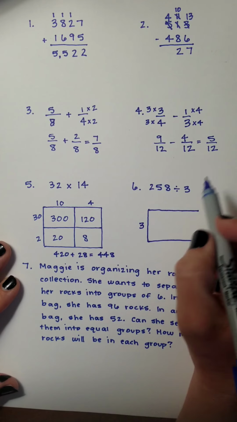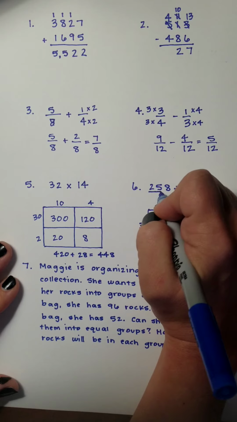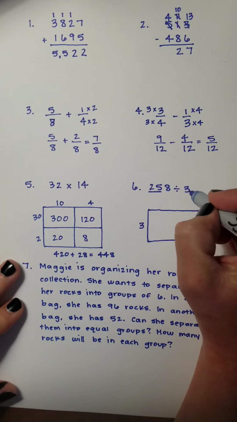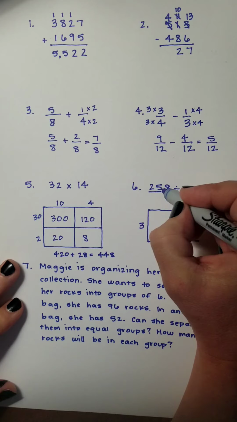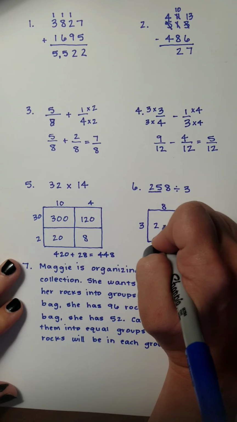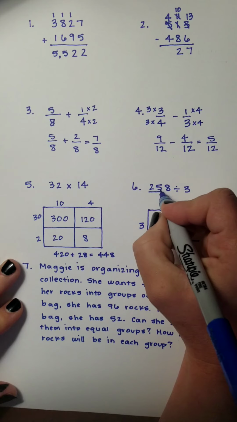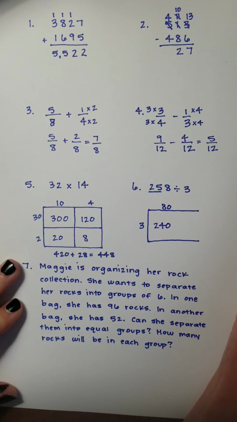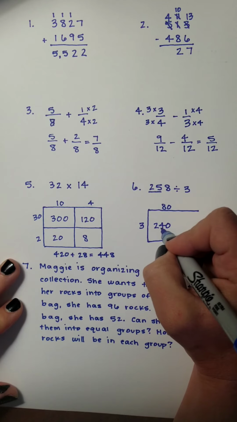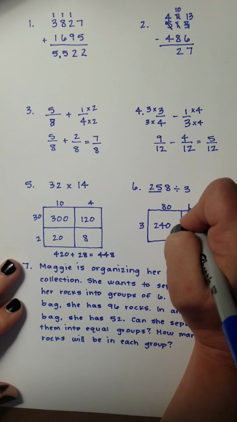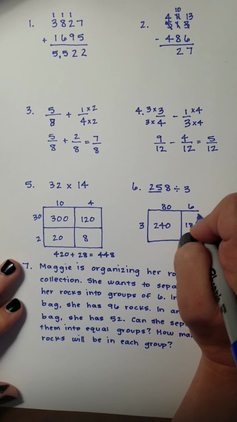Just like in my other video, I'm going to look at this number starting here, the 250. But for now, I'm just going to say it's a 25. So 3 goes into 25 8 times. 3 times 8 is 24. But remember, this isn't a 25, it's a 250. So if I add a 0 here, I can add a 0 here. 258 minus 240 is 18. 3 times 6 is 18.